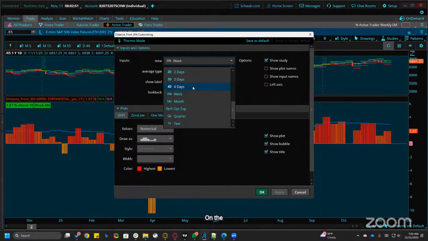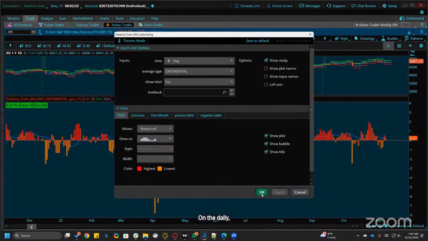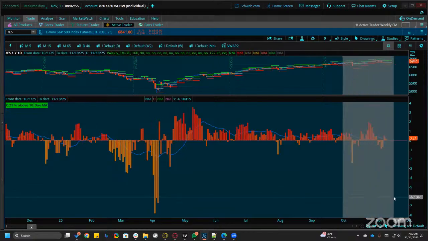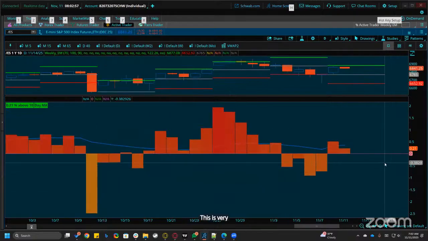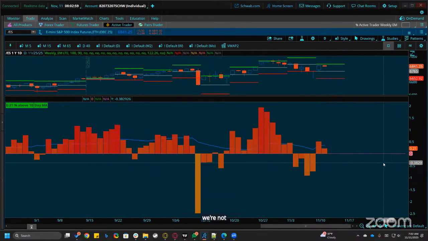On the daily, this is very clearly showing we're not overextended. That big move yesterday was not enough to cause any sort of mean reversion or least squared methods. That's it. That's the purpose of this indicator, and it does a really good job. We're not overbought. We're not overextended.